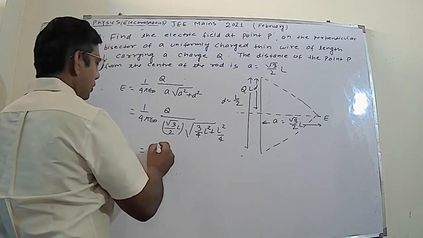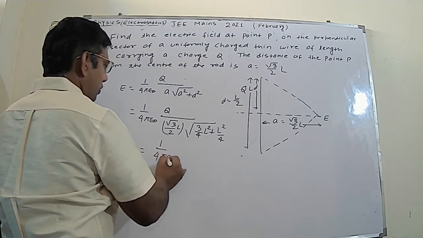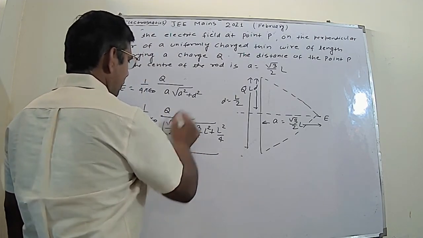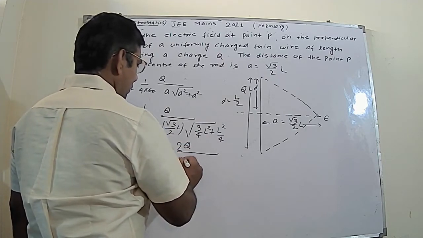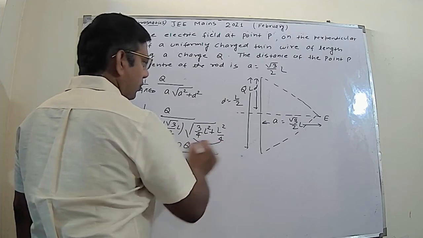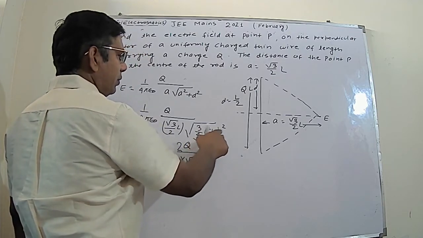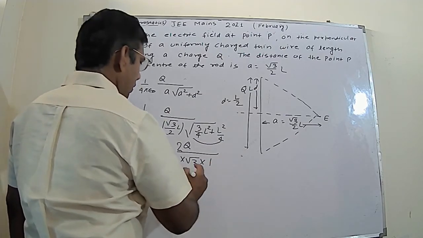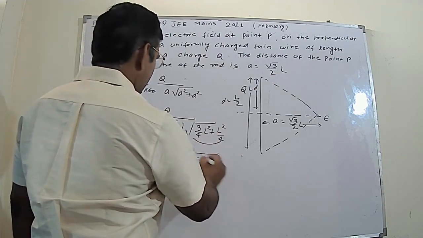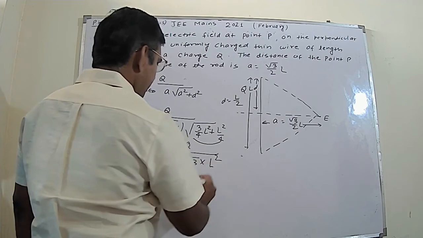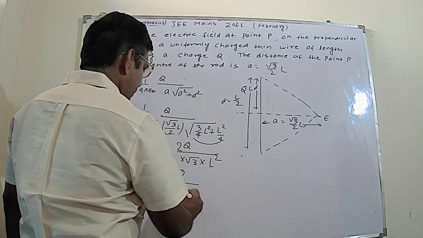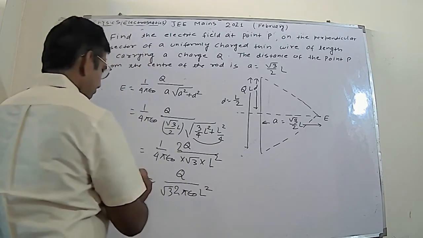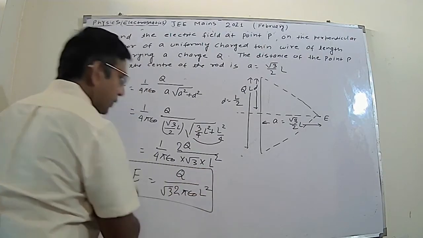So this will make 1 upon 4 pi epsilon naught, Q divided by, this will go up, 2Q into root over 3, into this will make 1, right? L square, 3 L square by 4 and L square by 4, so this will be 1. So we can write Q upon this, and this one will be just L when it comes out, so L into L square. So this will be 2 pi epsilon naught L square. So this will be the answer. Okay.